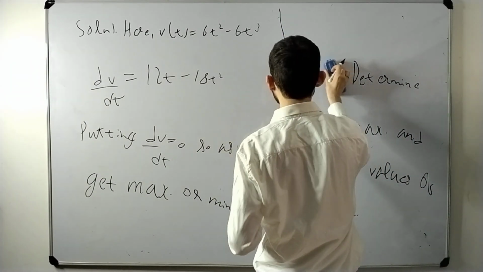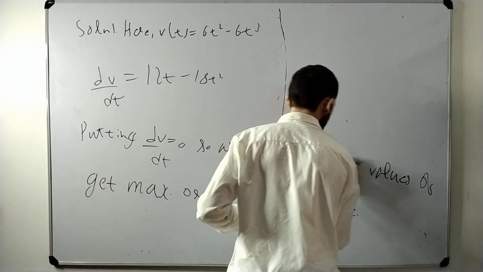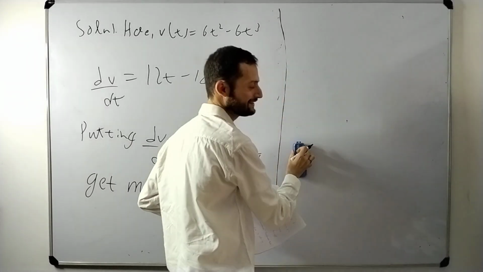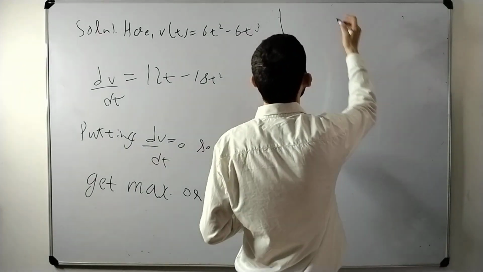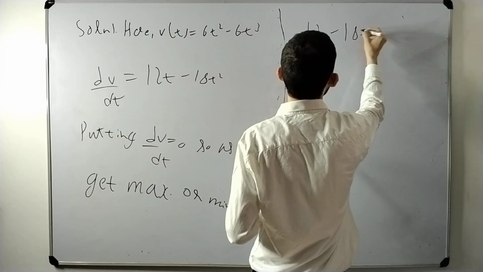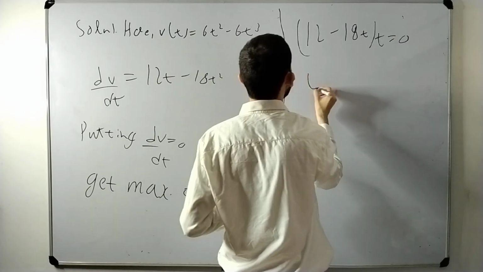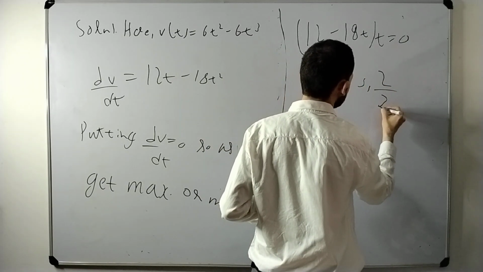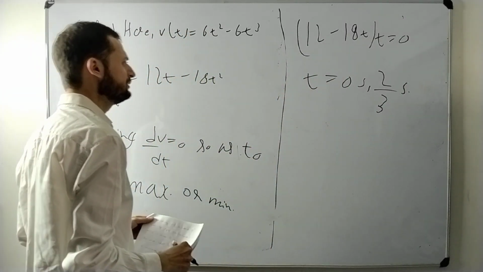Now you have differentiated it, compare it to 0. It should give us 12t minus 18t² equals 0. t comes out to be 0 second, and this comes out to be 2/3 second. Right, students? Definitely, sir, it is right.